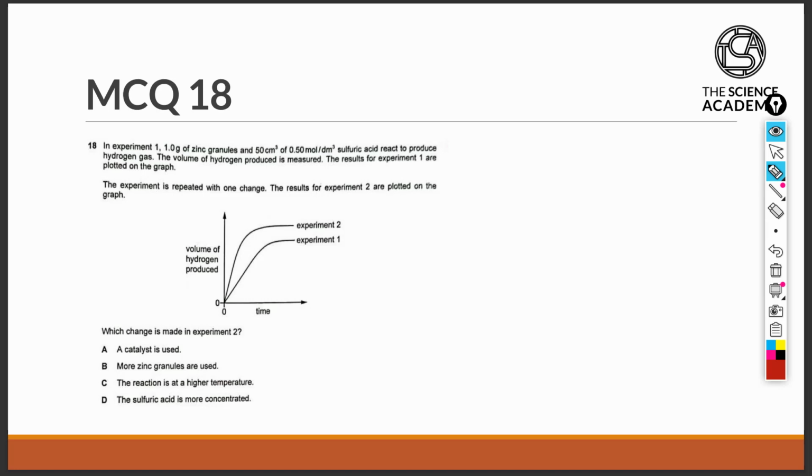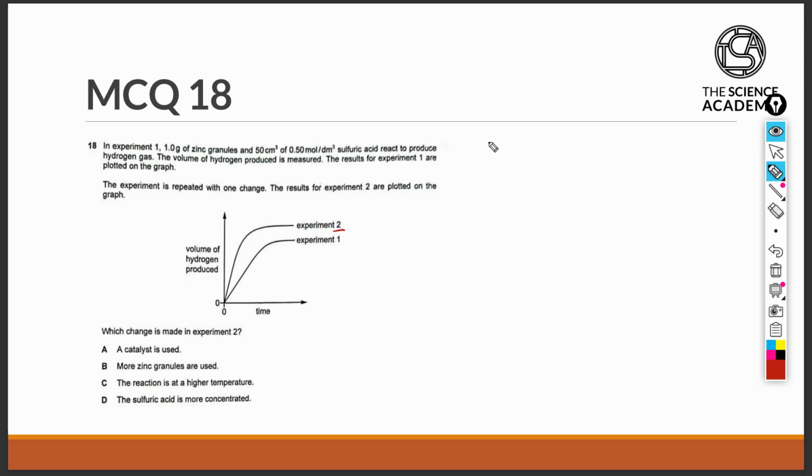Question 18. In experiment 1, 1 gram of zinc granules and 50 cm³ of 0.5 mol per dm³ sulfuric acid react to produce hydrogen gas. The volume of hydrogen produced is measured. The results for experiment 1 are plotted on the graph. This experiment is repeated with one change, and the results for experiment 2 are plotted on the graph. What change is made in experiment 2?